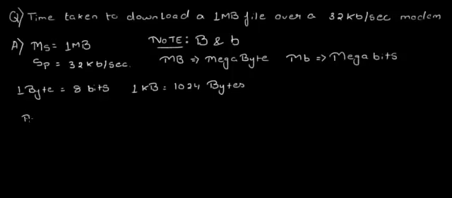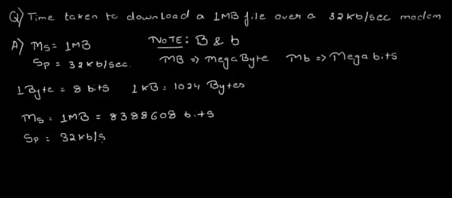So therefore the size of the data to be downloaded is 1 megabyte. If I want to convert it into bits, it becomes 8388608 bits. And the speed of the modem, SP, 32 kilobits per second, becomes 32,768 bits per second.